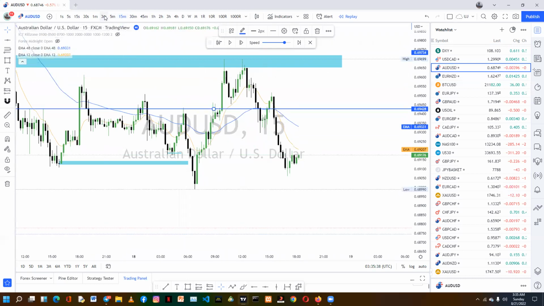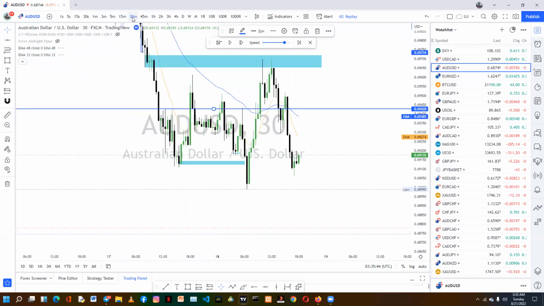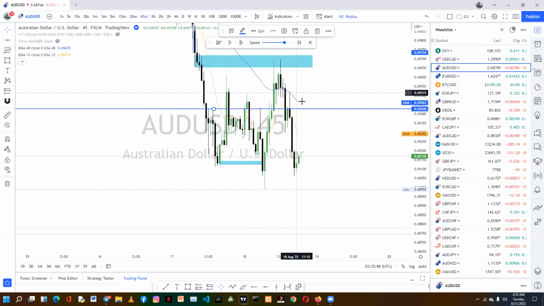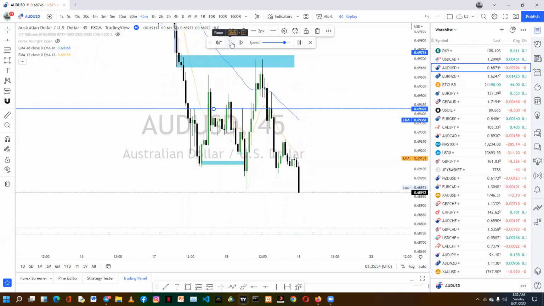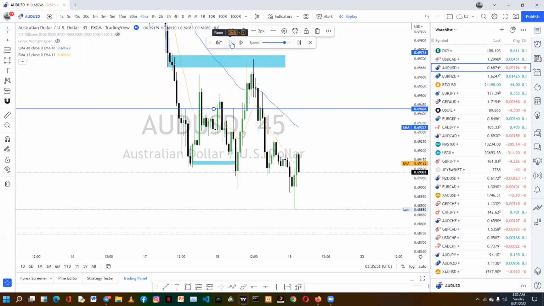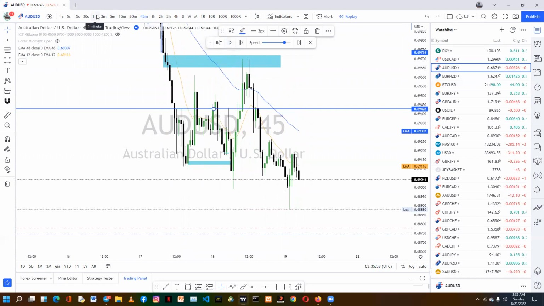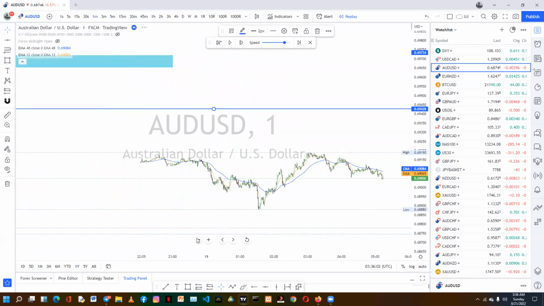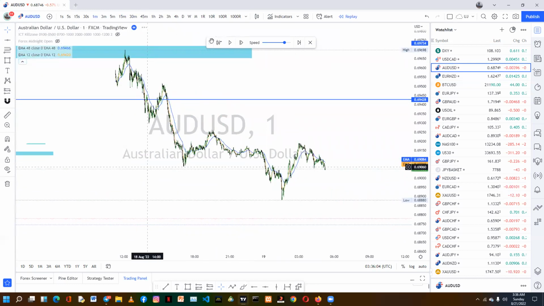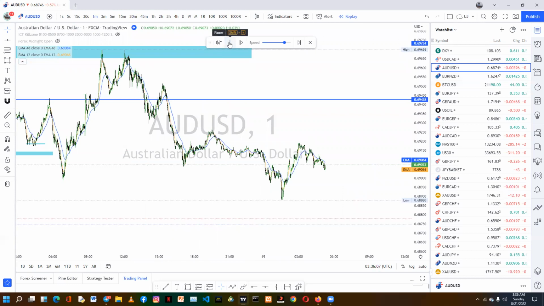And is it close to any of the moving average? Okay. 1 hour. Okay, so you have the 1 hour here. So let's see what is going to happen. No. You didn't get a trade.